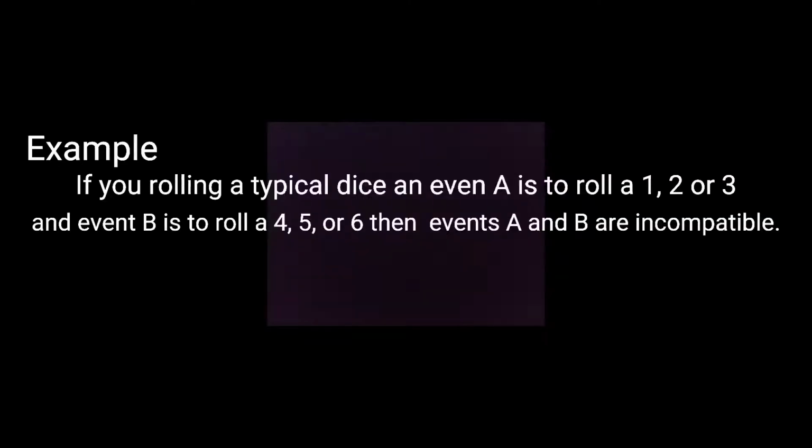Example of compatible and incompatible events. If you roll a typical die and event A is to roll a 1, 2, or 3, and event B is to roll a 4, 5, or 6, then events A and B are incompatible.